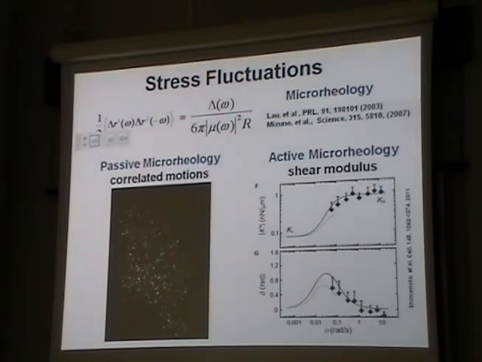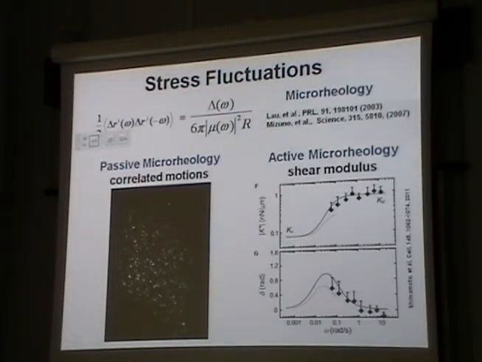Imagine it's an equilibrium system, and you have particles in it. You could measure the correlated fluctuation of those particles. This is what people call passive microrheology. If you know that it's driven by thermal fluctuations, you measure the correlated motion between these guys. These guys are talking to each other through stress fluctuations in the media. So if you know fundamentally it's driven by thermal fluctuations, then you can figure out the mechanics of the media. So this is what people call microrheology.